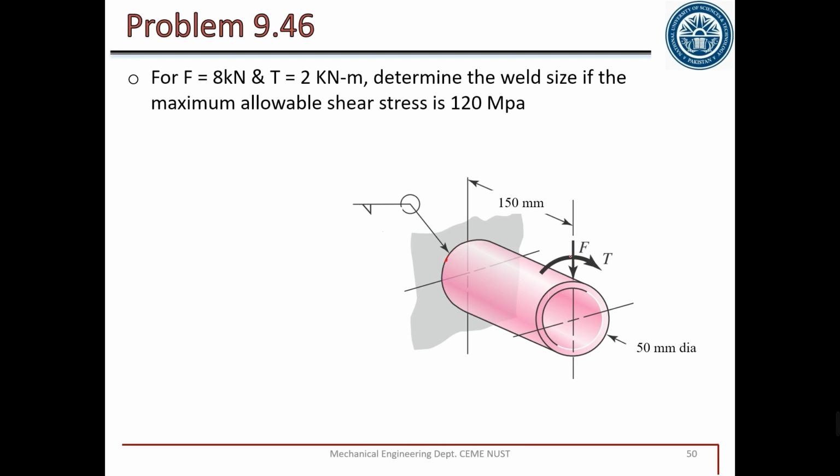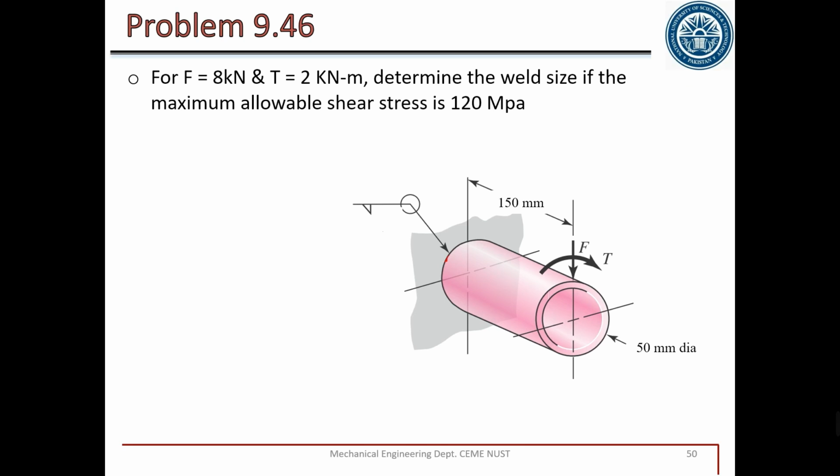Due to this force and this torque, we will have some stresses, and we will calculate the stress. Due to this stress, we will calculate the maximum stress. In the question, they have given us the maximum allowable stress. Once we have the maximum stress, and since the weld size is unknown, the maximum stress will be a function of H. So we will compare the applied stress with the allowable stress, and in the final answer we will get the value of H, or weld size.